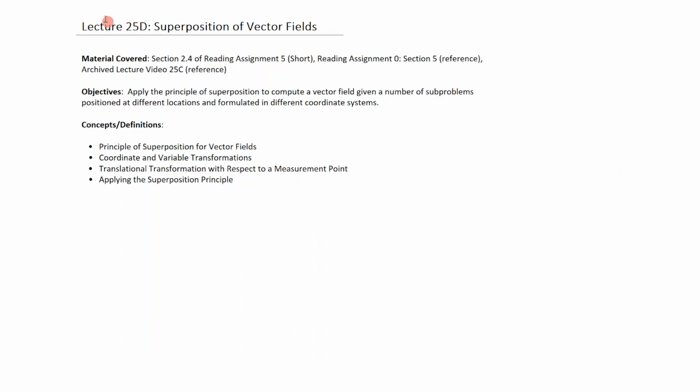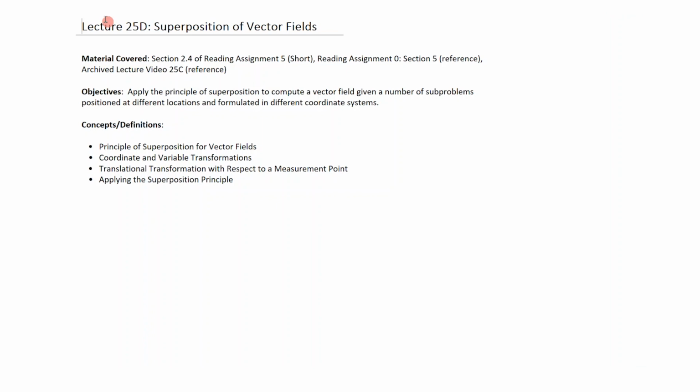The objectives here are to apply the principle of superposition to compute a vector field given a number of sub-problems positioned at different locations and potentially formulated in different coordinate systems. The concepts and definitions that will be applied here are the principle of superposition for vector fields, coordinate and variable transformations, moving from one reference frame into another.